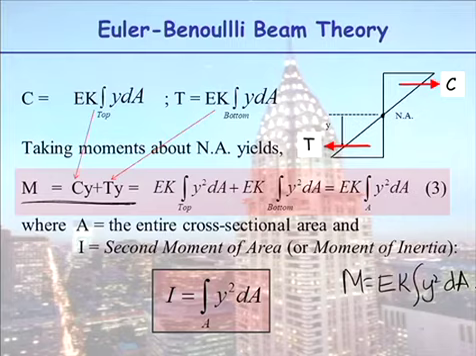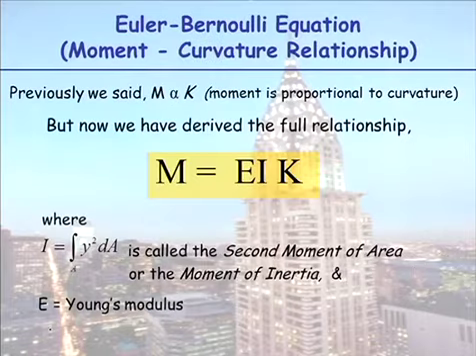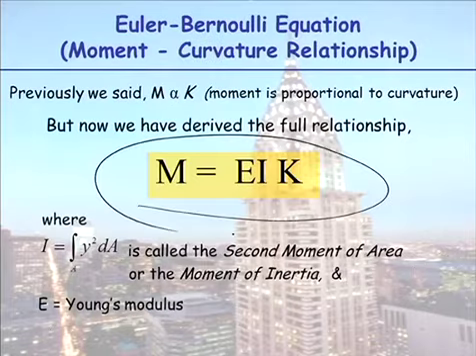And this is very important. We then define a new geometric term called second moment of area or moment of inertia. I is equal to the integral of y squared dA, and we are going to spend a whole lecture and a whole 2-hour class learning how to calculate I. But we end up with this wonderful formula here. We're nearly there.